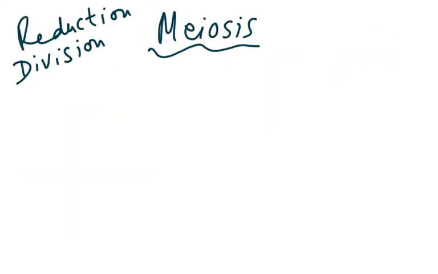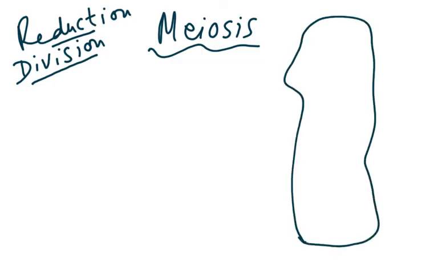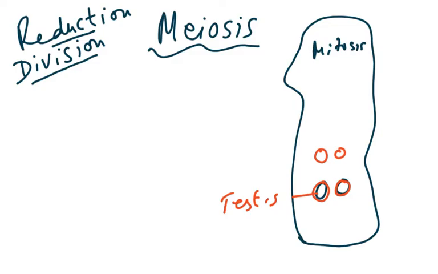Now coming to the topic of meiosis, it's also called reduction division, and the name reduction tells you that what is reduced is the chromosome number. So in a human being, everywhere in the body, mitosis is taking place. But if this is a man, then in the testes, meiosis is taking place. If it's a woman, then in the ovaries, meiosis is taking place.